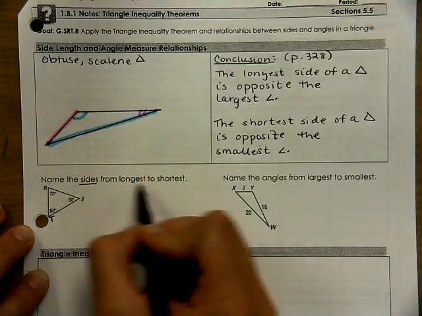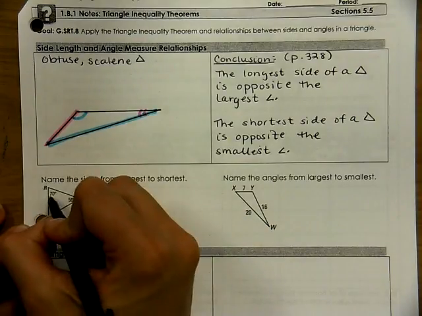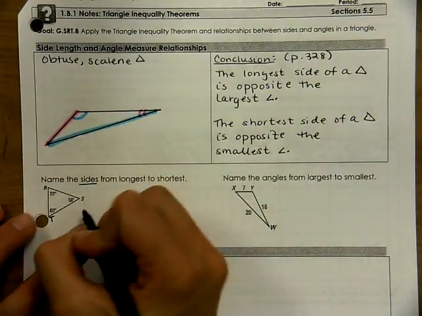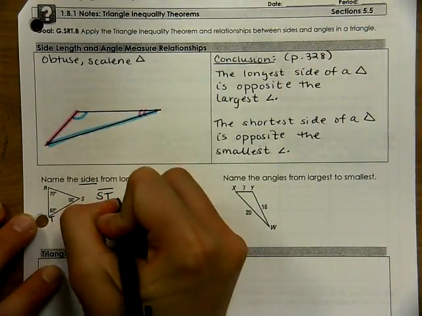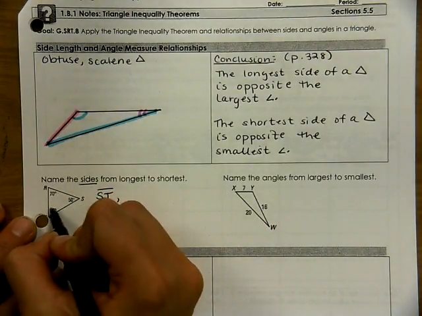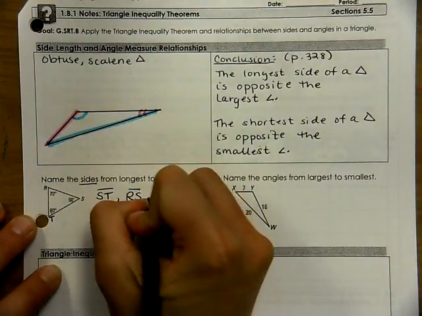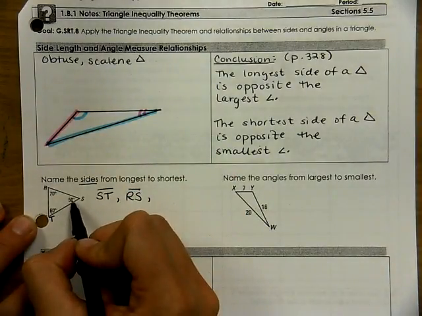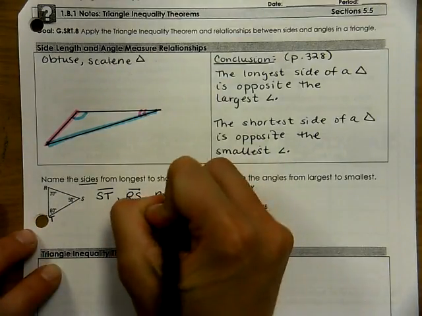So when I look at this, the longest to shortest. So the longest will be opposite the largest angle. The largest angle is 70 degrees. So the longest side will be ST. So I'll do side ST. That is the longest. The next one would be angle measure of 60. So opposite that would be RS. So side RS. And then finally the smallest angle is 50 degrees in measure. And that will be opposite side RT. So RT must be the shortest side.